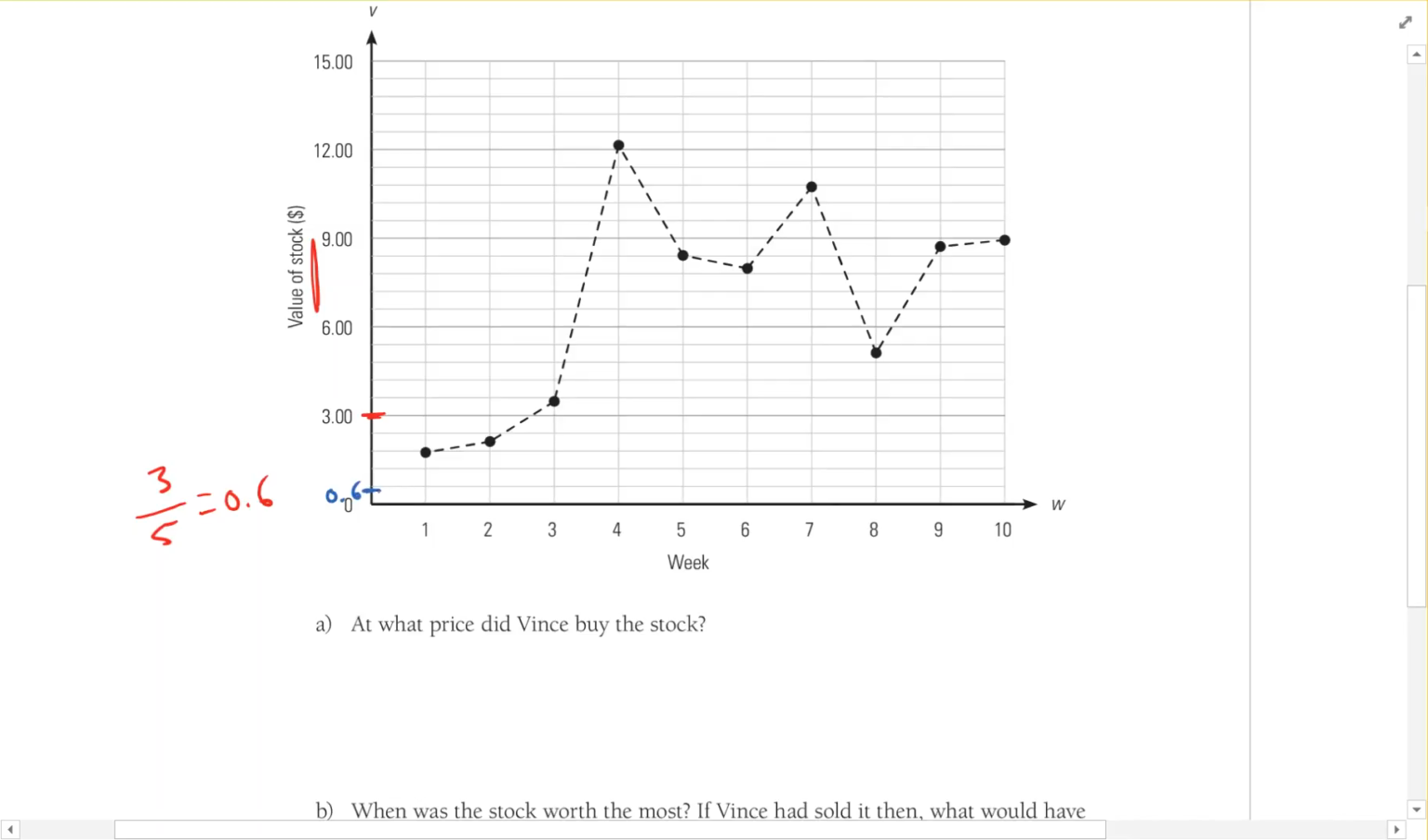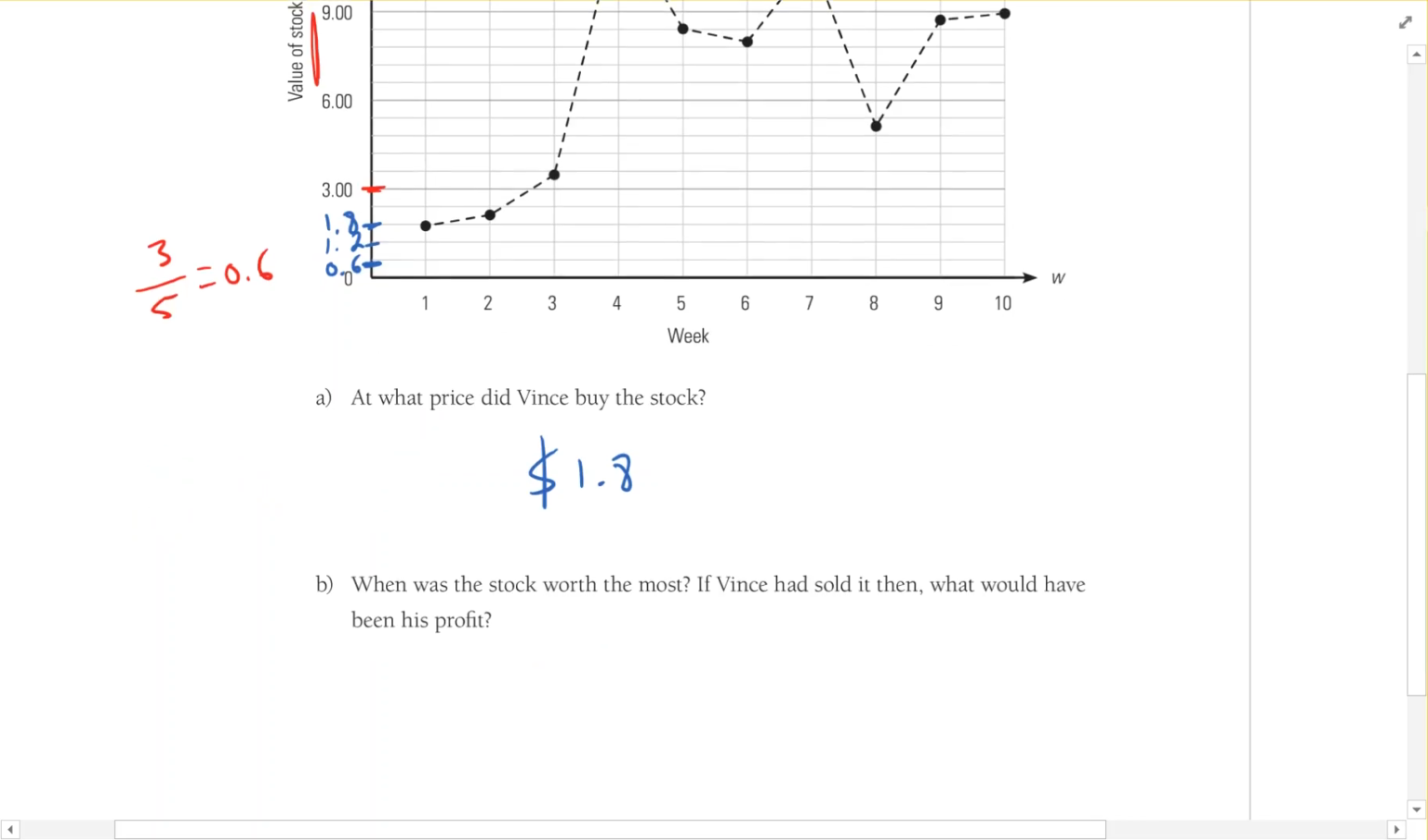So if you want to just make sure that you get this right, what I would do is go 0.6 and then plus 0.6, which is 1.2. So now I know the next tick is going to be at 1.2 and then plus 0.6 again. So that one right there is going to be at 1.8. So at what price did Vince buy the stock? $1.80.